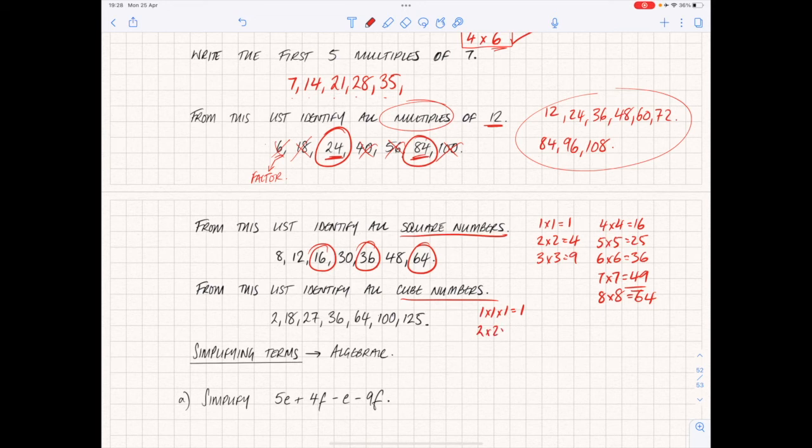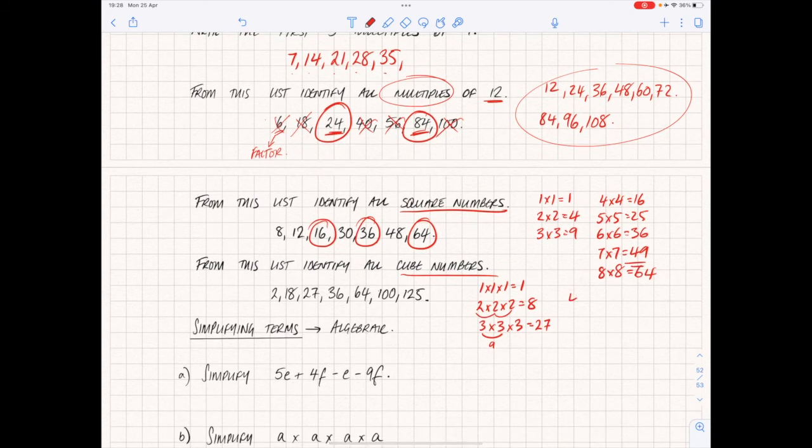2 times 2 times 2, which is 2 times 2 is 4, 4 times 2 is 8. 3 times 3 times 3, 3 times 3 is 9, 9 times 3 is 27. So cube numbers become very big very quickly.